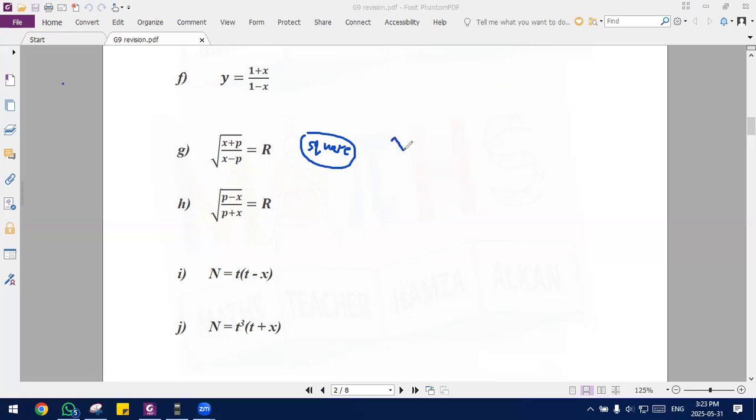So we have x plus p over x minus p. What happened to the square root? It's squared, it's removed. Now what about r? Do I also make it square or not? Yes, we said when we do something, we do it on both sides. R squared. Now what do we have to do next?